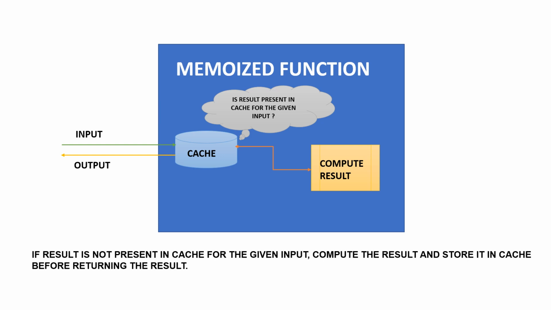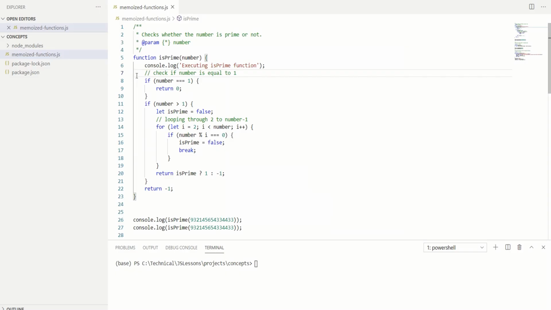And a function which keeps the cache and returns the cached result, if there is one, is known as a memoized function. So as you can see in the picture, we will first check whether the input is present in the cache. If there is one, we will just return the response from the cache. Otherwise, we'll compute the result, store it in the cache, and then return the response. So for isPrime function, we can create a memoized function in order to improve the performance.